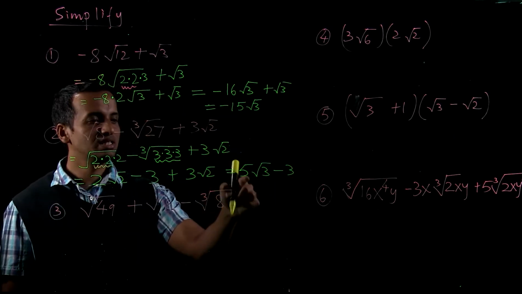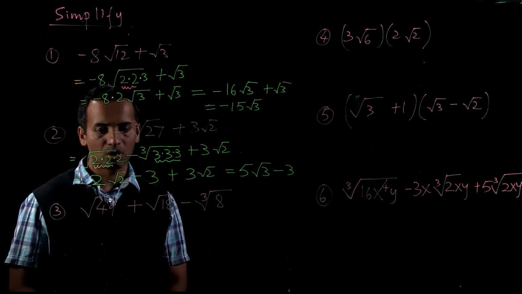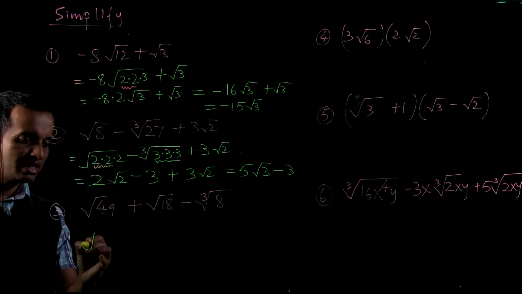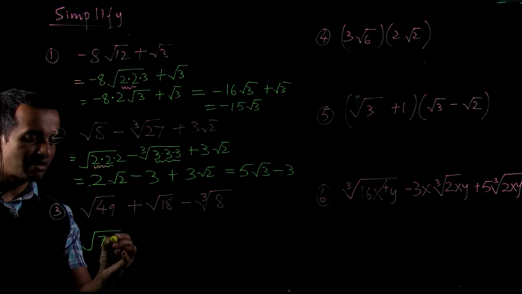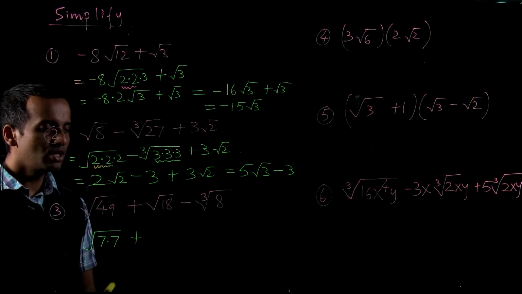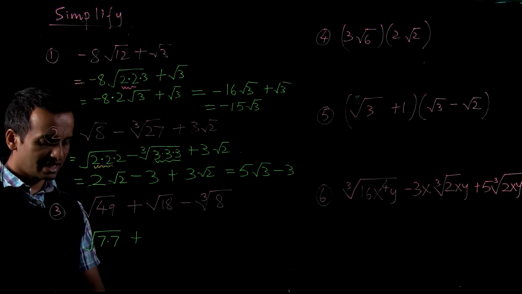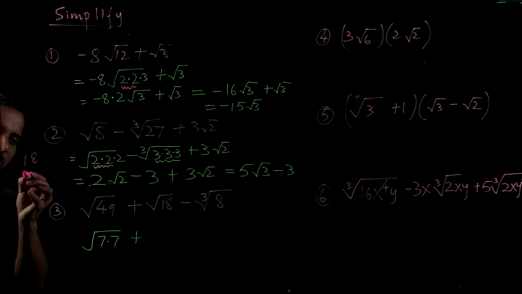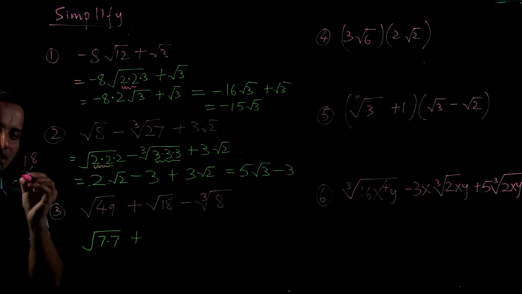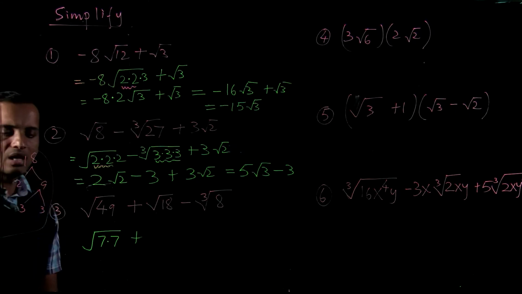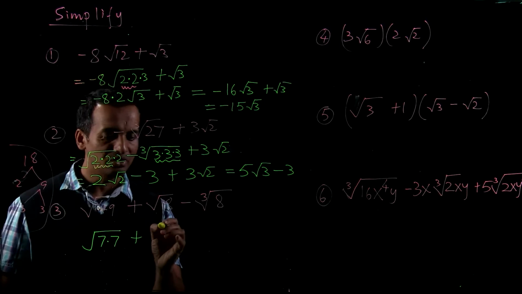Okay, so this is the solution, the answer for the second problem. Now how about example number 3? So here this is basically 7 times 7, the square root of 49, plus, what are the factors of 18? You can see that 18 is basically 2 times 9 and then 9 is 3 times 3, so it will be 2 times 3 times 3, right?